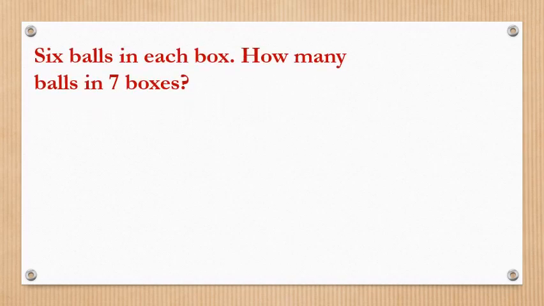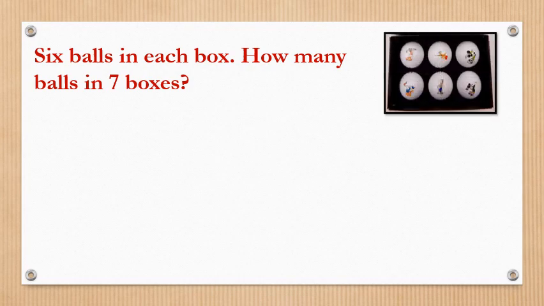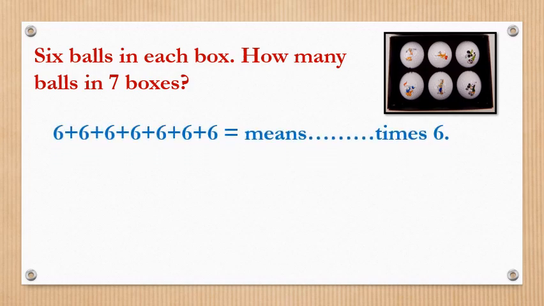Okay, 6 balls in each box. See there, 6 balls are there in one box. How many balls in 7 boxes? Okay, same type of 7 boxes are there. We have to count total how many balls are there in 7 boxes. So how will we write? 6 balls in each box means 6 we will write 7 times, isn't it? Means 7 times 6.